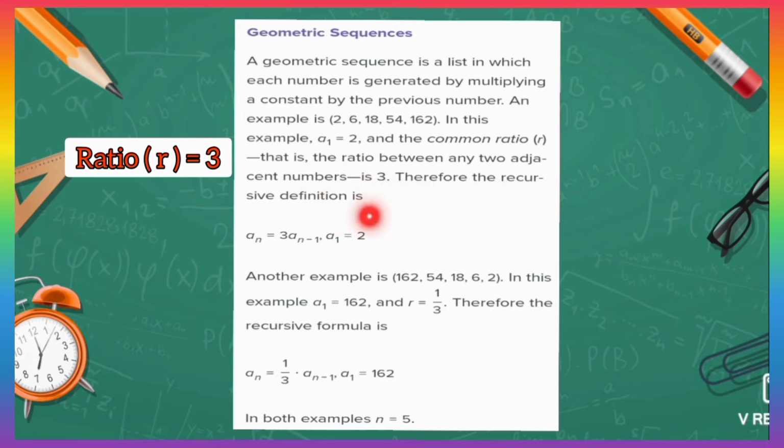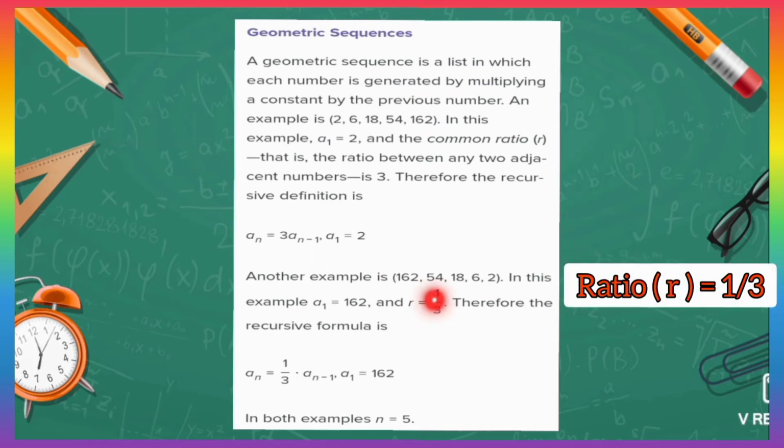Therefore, the recursive definition is, ayan. So, don't mind na itong mga n na to. Ito yung nakalagay, 3 times a, which is yung a natin dito ay yung 2. So, si 2, magmultiply tayo ng 3 kaya naging 6. Another example is, binaliktad lang din, 162, 54, 18, 6, and 2. In this example, yung first term natin ay 162 kasi siya yung first term. And yung ratio natin, kung kanina ay 3 kasi nag-multiply tayo, dito naman ay 1/3 kasi nagpabaliktad tayo.